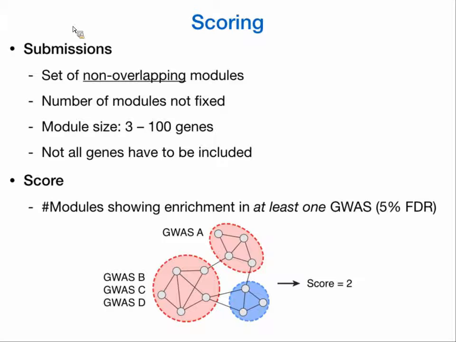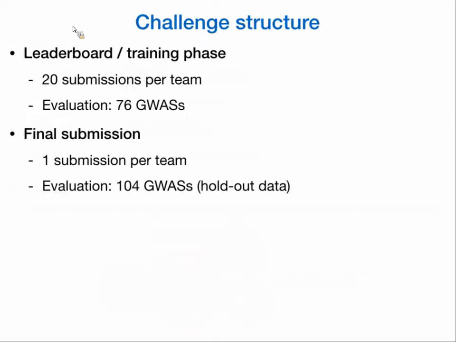If multiple GWAS showed enrichment in the same module, it still only counted once, because these GWAS are often related. For instance, the same module might show enrichment in several of these immune-related GWAS, and so we counted it only once. The structure of the challenge is basically, first there's a training phase, which we call the leaderboard phase, and then there's a final submission.